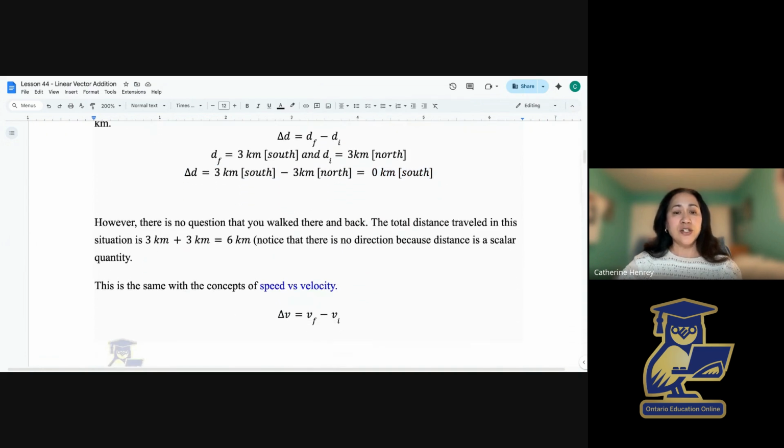However, there's no question that you did walk there and back. And so the distance traveled in this situation would just be the addition of the magnitudes of 3 kilometers going one way and 3 kilometers going the other, for a total of 6 kilometers. Again, notice there's no direction because this is a scalar quantity.